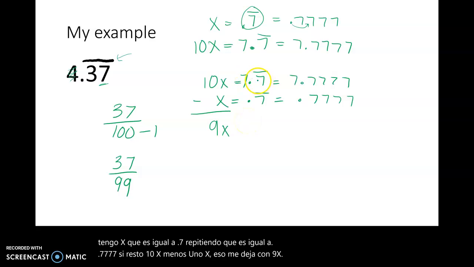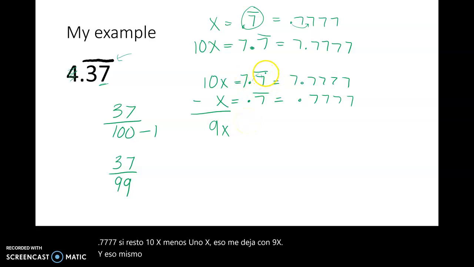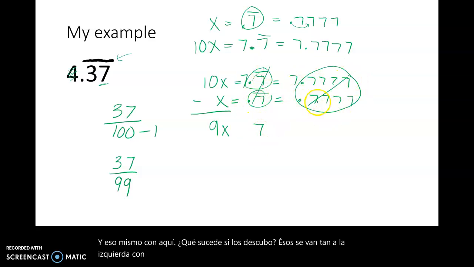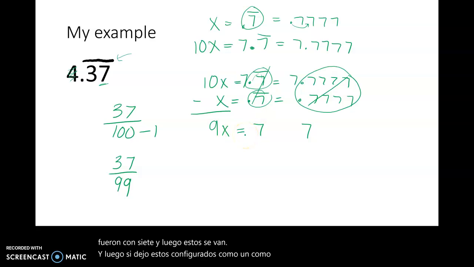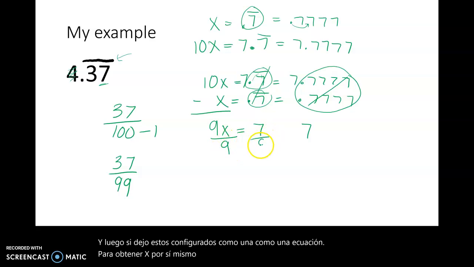And then same thing with here. What happens if I subtract these? Those go away. So I'm left with 7. And then these go away. Left with 7. And then if I leave these set up as an equation, to get x all by itself, I divide by 9. Divide by 9. I now have 7/9 when this would have been 7/10.